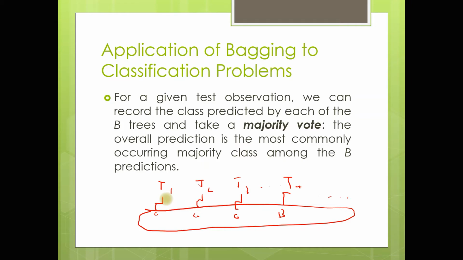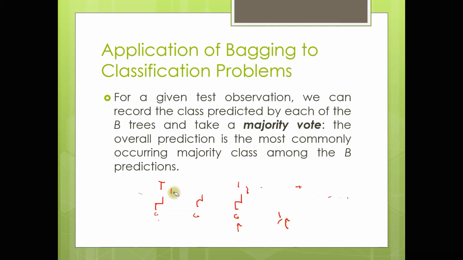This is what you are going to take as the final result. The overall prediction is going to be the one which is most commonly occurring among the majority classes. This refers to the majority class for a particular region within that tree, and so on. So you just need to look at which one appears more often, and the one which appears more often obviously wins it.